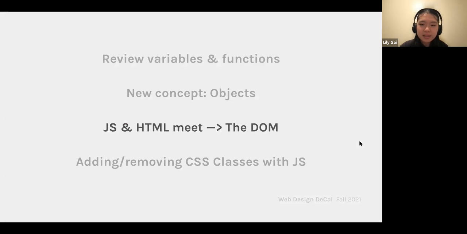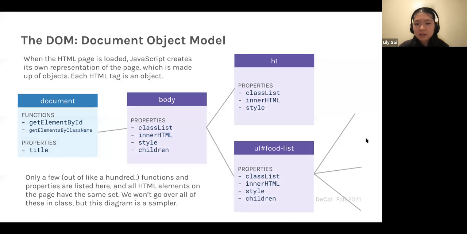So we'll cover the DOM. The DOM is the document object model. Basically, when the HTML page is loaded, JavaScript creates its own representation of the page, which is made up of these different objects, these different squares. And each HTML tag in our page, or in our document, is an object.